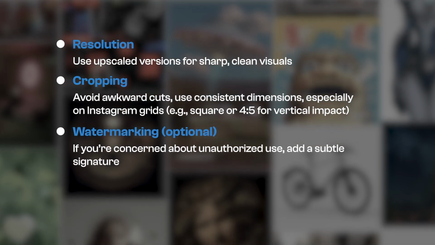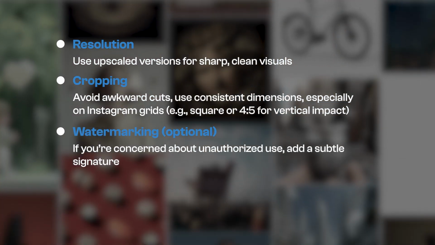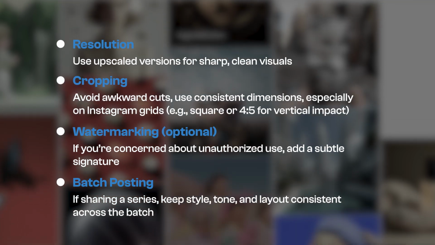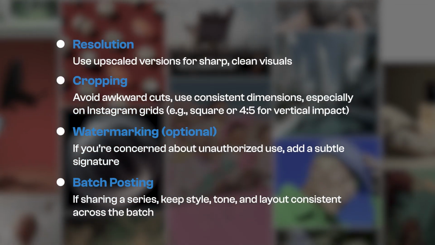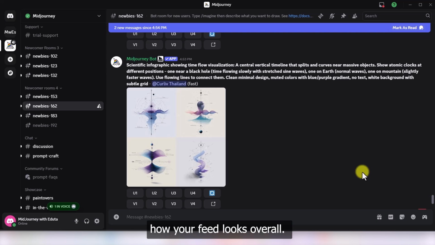Watermarking: optional. If you're concerned about unauthorized use, add a subtle signature. Batch posting: if sharing a series, keep style, tone, and layout consistent across the batch. Also consider how your feed looks overall. People don't just see one image, they scroll through your work as a collection.